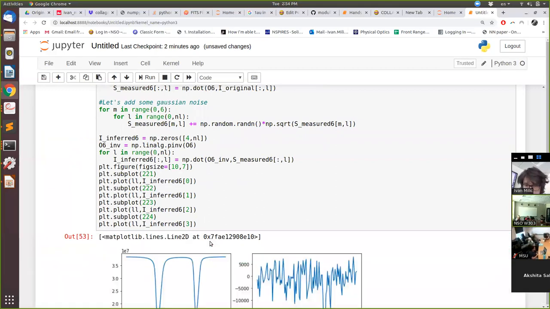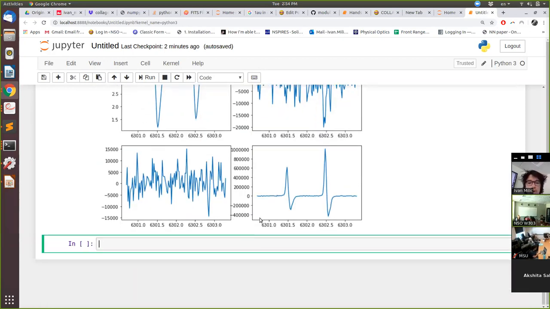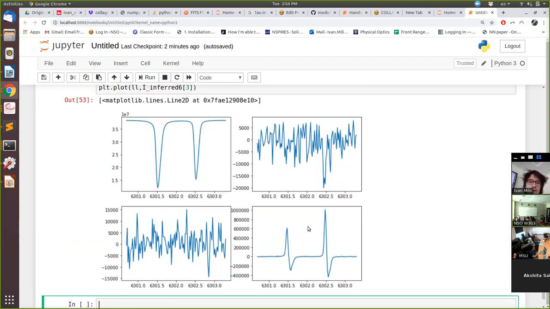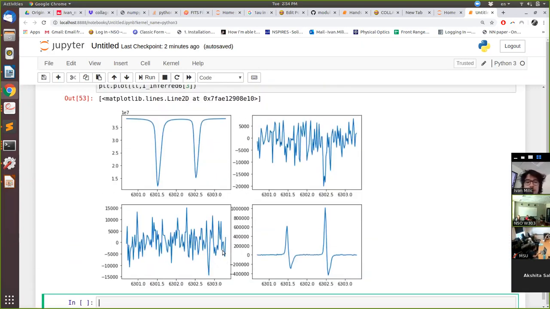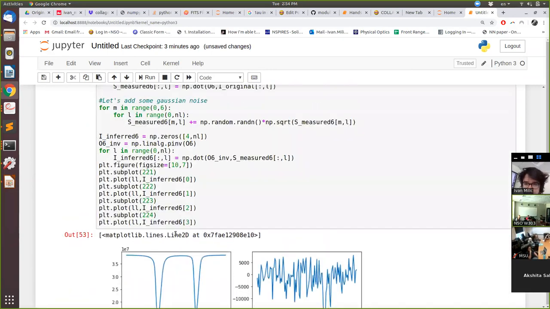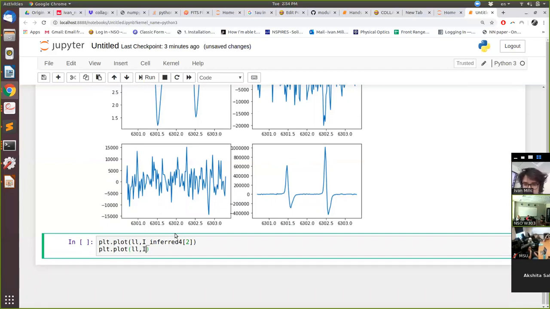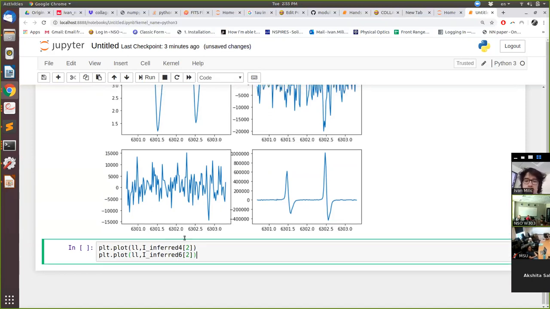And we execute this thing. It looks again quite noisy. But now we would like some way to compare the noise between two things. One way that I can do, obviously, is to just plot two of these things that look like pure noise next to each other. So let's, for example, compare two Stokes U's next to each other. In this one, I'm going to plot I inferred 4, 2, and I inferred 6, 2. Okay, I forgot one thing, which is important.